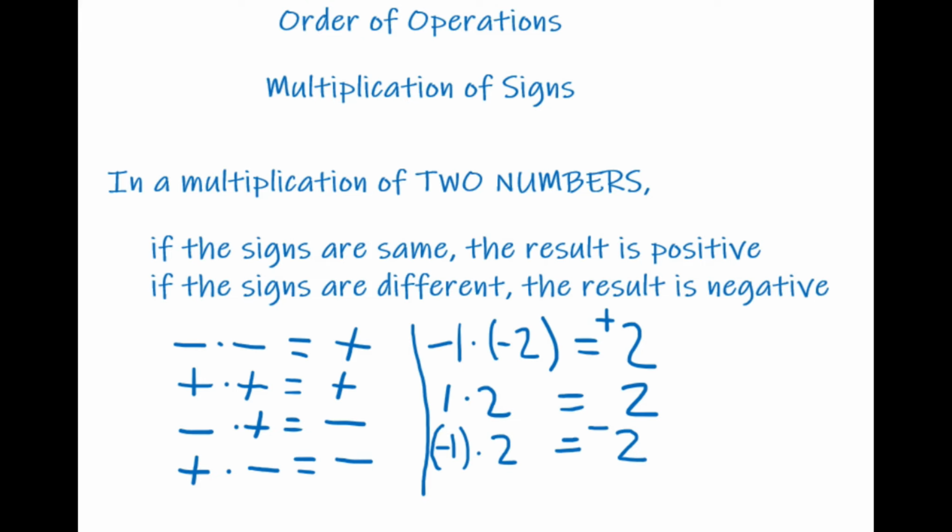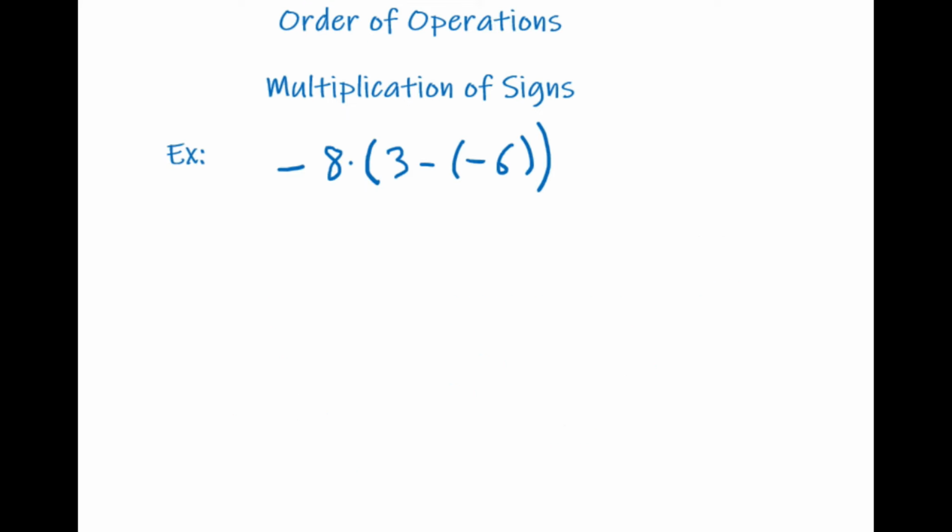And positive times negative, for example, 1 times -2 is, without considering the sign, firstly multiply the numbers. 1 times 2 is 2, and then consider the signs. The first one is positive, the second one is negative, because the signs are different, so the result is going to be negative. Let's take a look at a couple questions regarding the multiplication of signs as well.